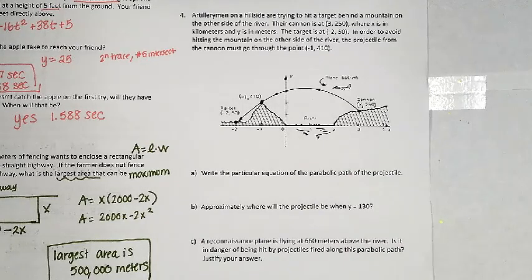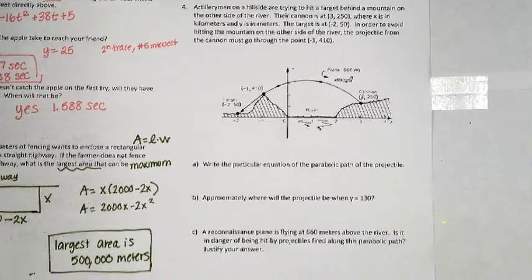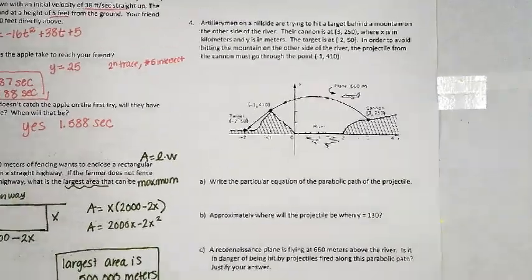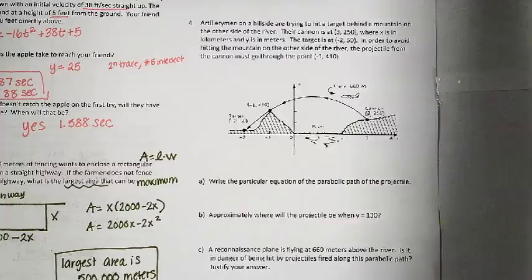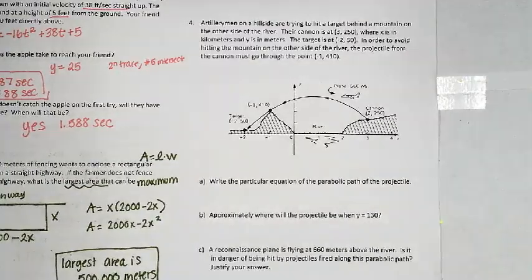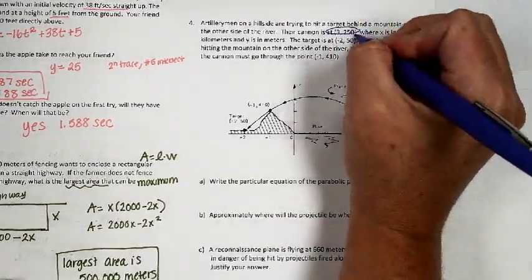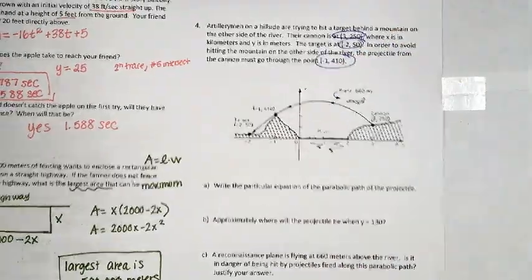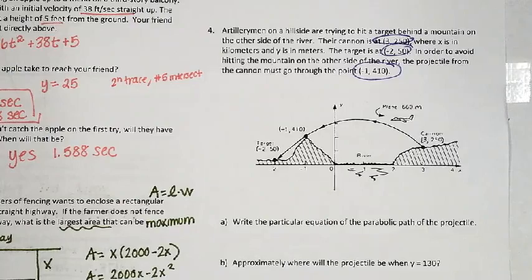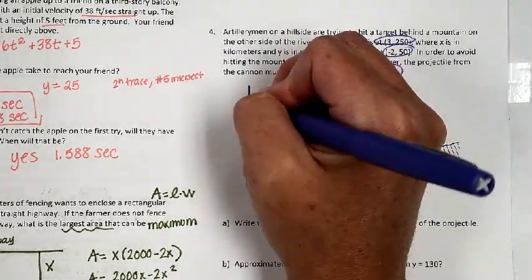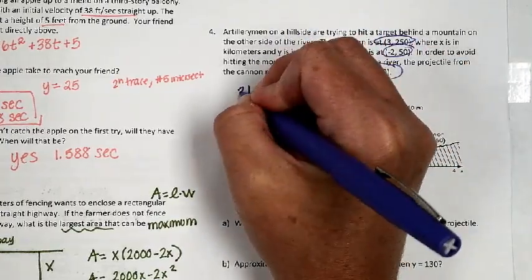So, I have here several different points. I have a point here, here, and here. So I'm going to make a table of those points. So we have 3, 250, -2, 50, and -1, 410.